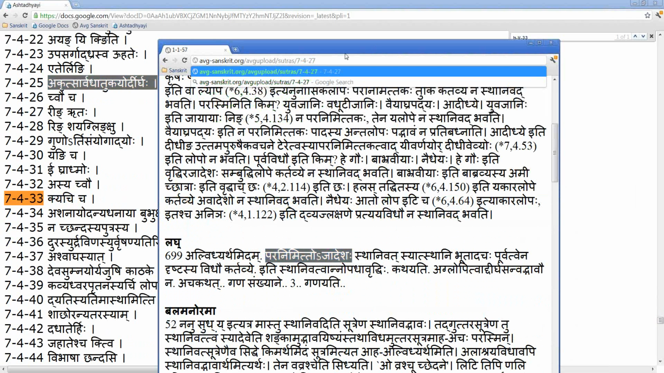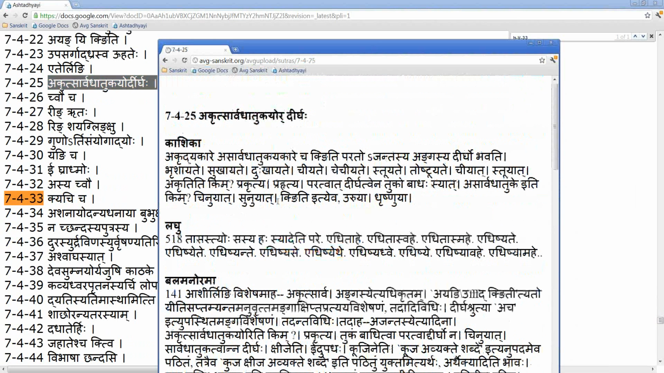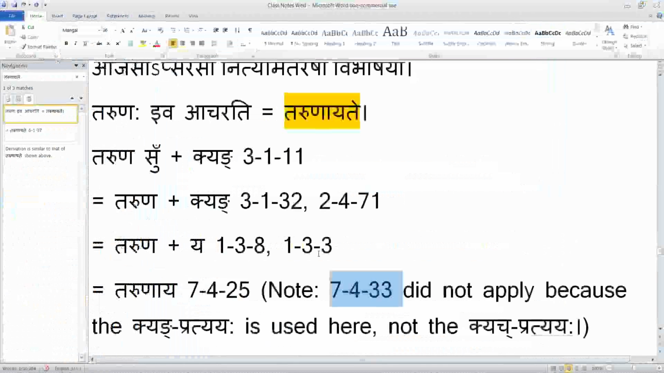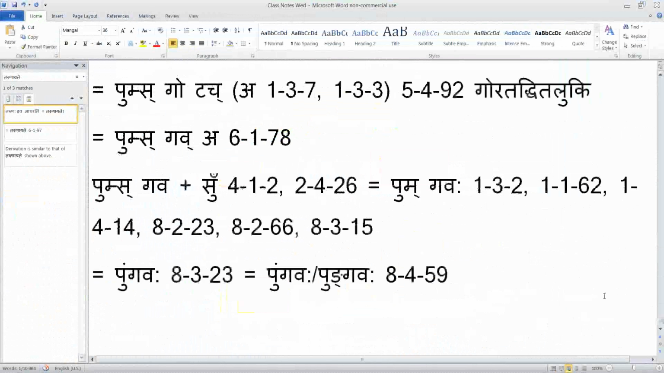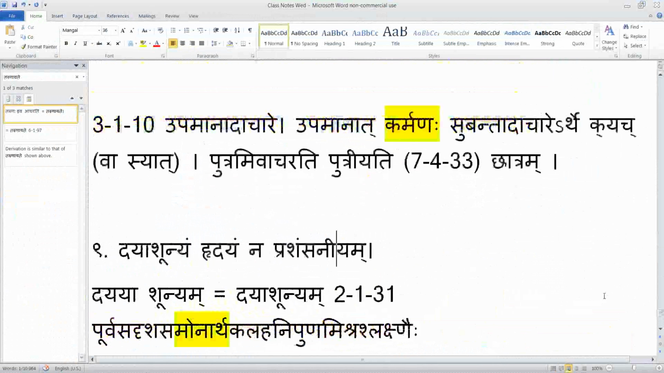7425 can be used to get tarunaya as a new dhatu, sanajanta dhatavaha. So akridyakare asarvadhatake yakare cha kiniti parataha. The pratyaya we have is kyang. Ajantasya angasya dirgha bhavati. So we got tarunayate, same thing, putrayate. Putra iva acharati putrayate. One who doesn't behave like a son, he should not want a son for himself.